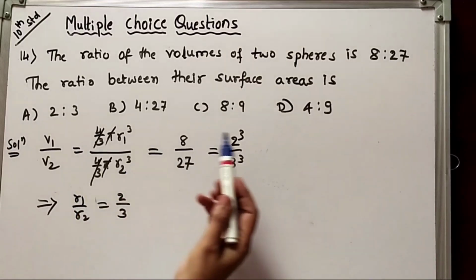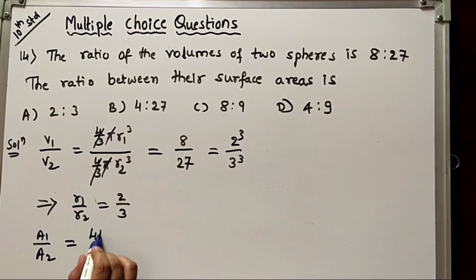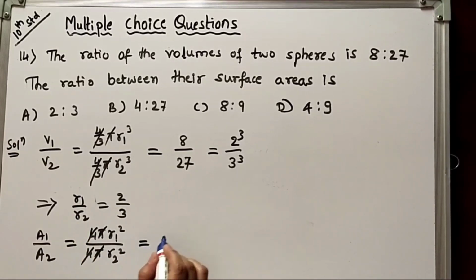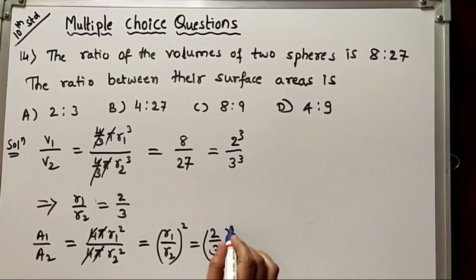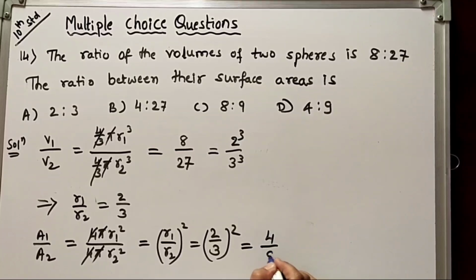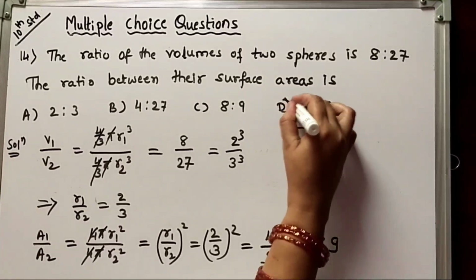But we want the surface areas. Now A1 by A2 is equal to 4 pi r1 square divided by 4 pi r2 square, which is equal to r1 by r2 whole square. It is nothing but 2/3 whole square, because r1 by r2 is 2/3. Now it is 4/9, so the ratio is 4:9. So D is the correct answer.